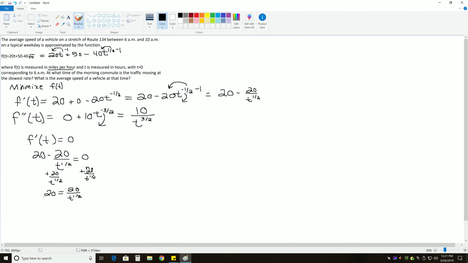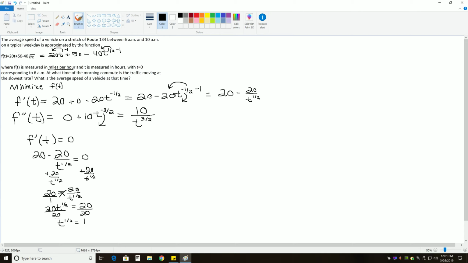At this point, we'll put this 20 over 1, since 20 is the same thing as 20 divided by 1. And now we have two fractions equal to each other, which allows us to cross multiply. So that's going to give us 20 times t to the 1/2 is equal to 1 times 20, which is just 20. From here, we can divide each side by the 20 that's in front of our t to the 1/2, which gives us t to the 1/2 equals 1.